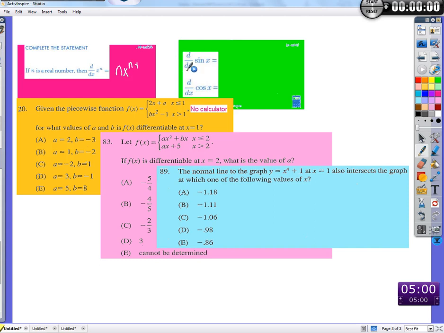All right, what's the derivative of the sine? It's the cosine. Just the cosine. And that one is the negative sine. Negative sine. Yes, we know math.